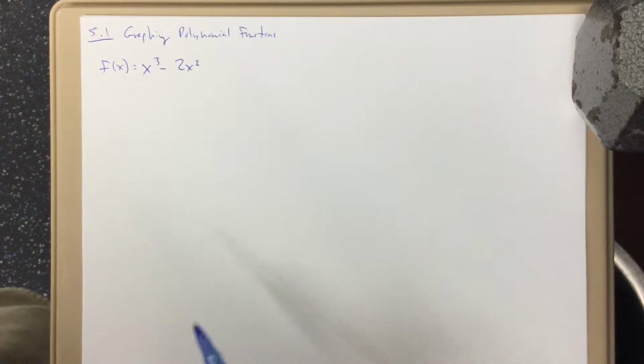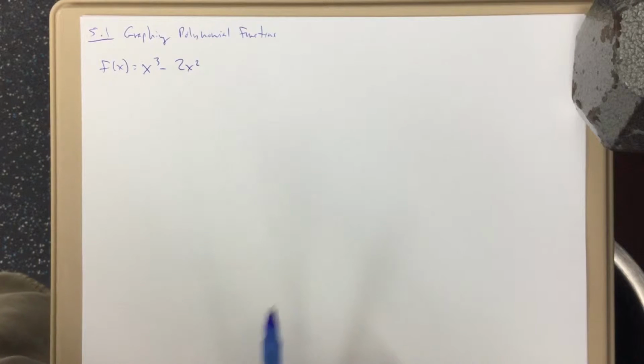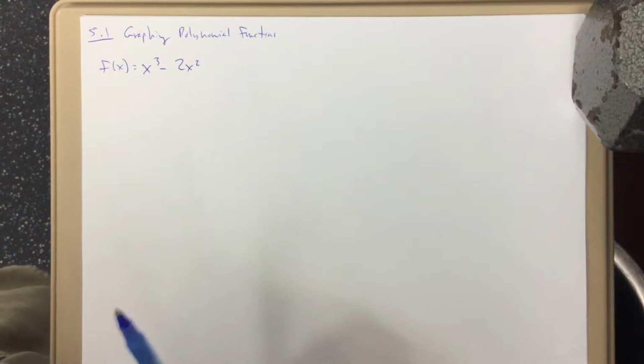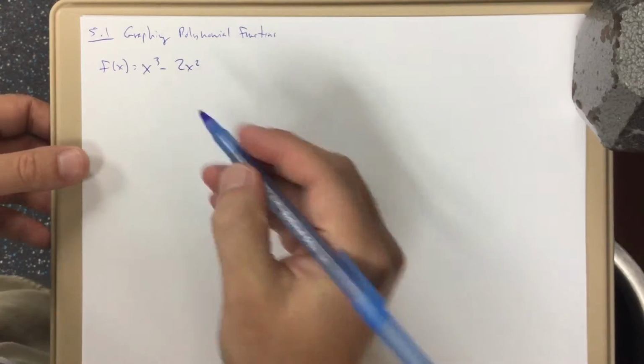But there's a less tedious way to do this, where we recognize things about the function and use those things to our advantage to graph it, as opposed to just plugging in x values and seeing what happens. So let's see what we got.